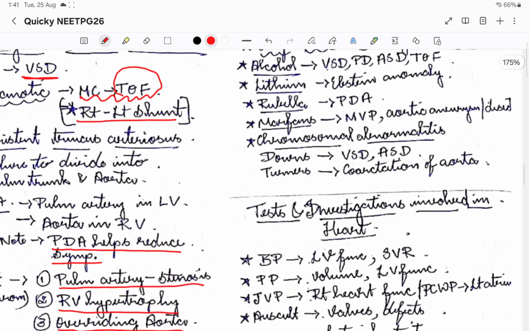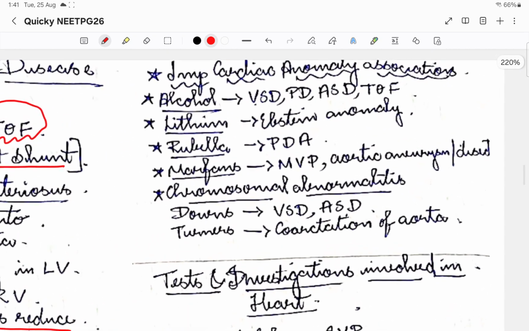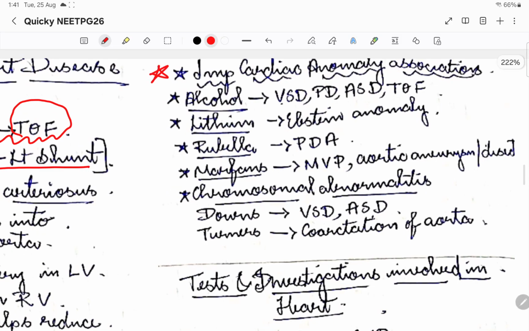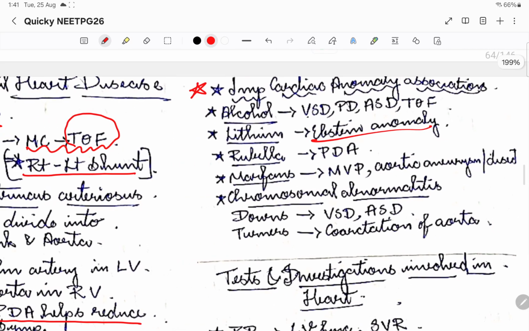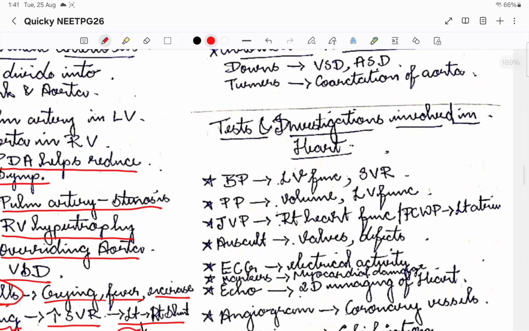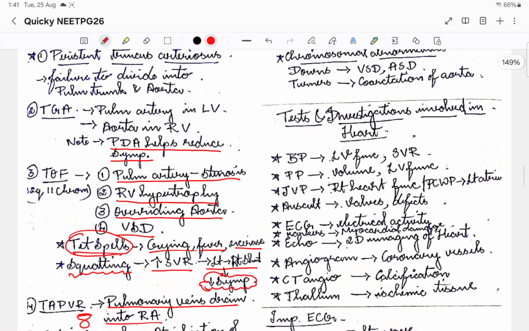Okay, so then this is an important table. Please go through this table. Some of the cardiac anomalies and their associations. I told you, right, lithium will be Epstein's anomaly in that way. So many associations are there. If you want, please go through this. Okay, that's it. Now coming to specifics of cardiac pathology.